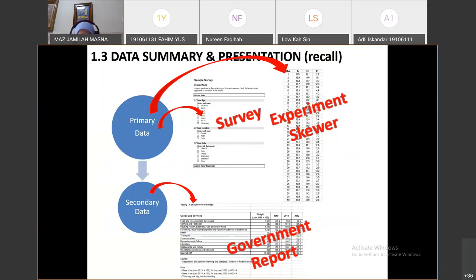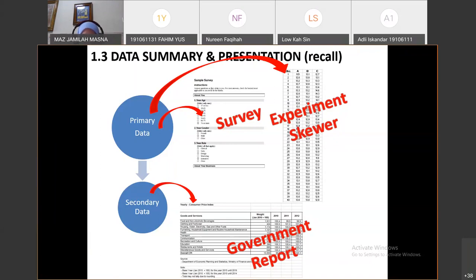Now, based on that discussion, we come up with different concepts and terms that we will use repeatedly in your course EQT271. The first is variable. This term will appear repeatedly in every chapter: chapter 1, chapter 2, chapter 3, chapter 4, chapter 5. Knowing what variable you are dealing with will help you decide what analysis you are going to use. Now, what is a variable?